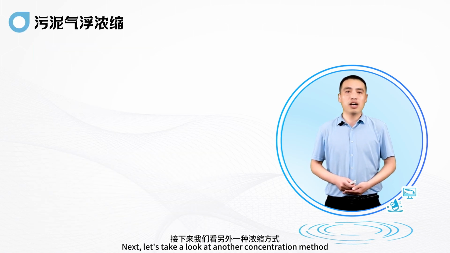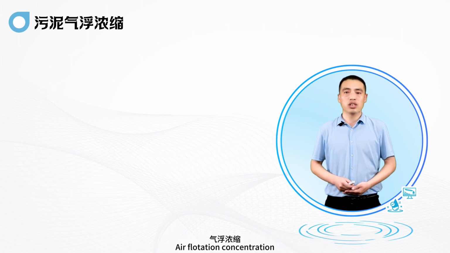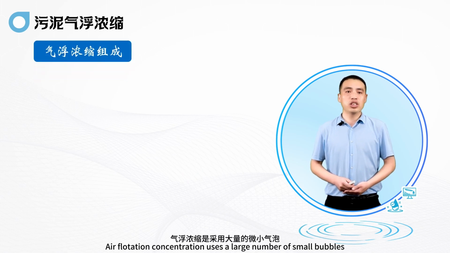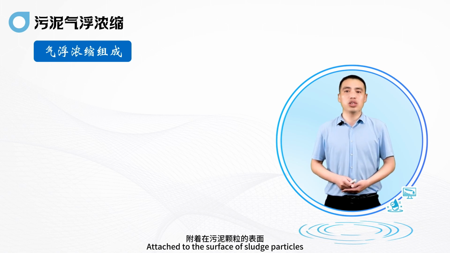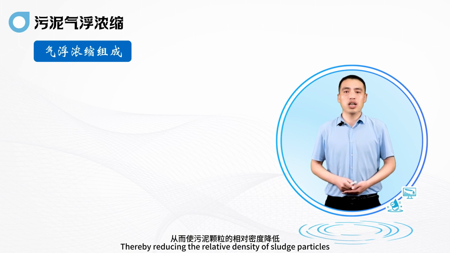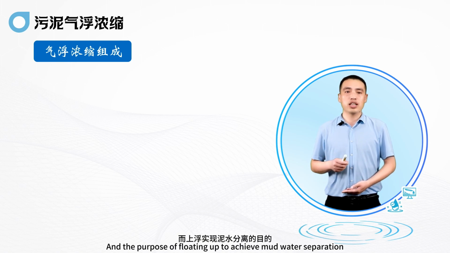Next, let's take a look at another concentration method: air flotation concentration. Air flotation concentration uses a large number of small bubbles attached to the surface of sludge particles, thereby reducing the relative density of sludge particles, so that they float up to achieve mud-water separation.